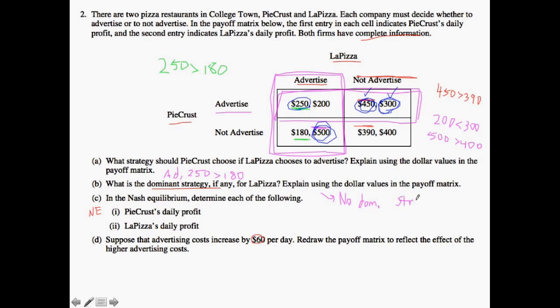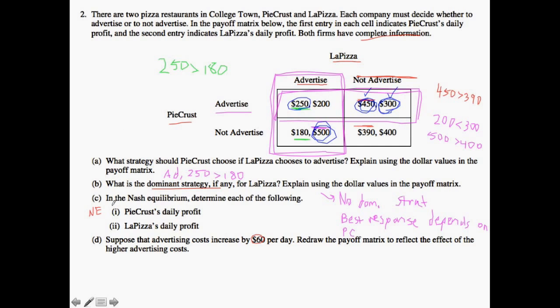And the way that I would explain this in your answer is to state that the best choice, the best response, depends on Pie Crust. So then I would write: when Pie Crust advertises, La Pizza does not advertise, and when Pie Crust does not advertise, La Pizza advertises. So that's part B.